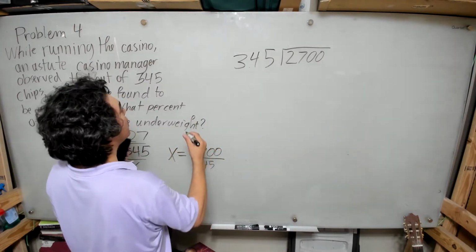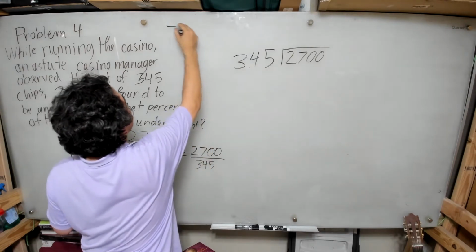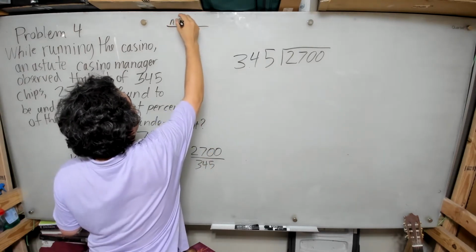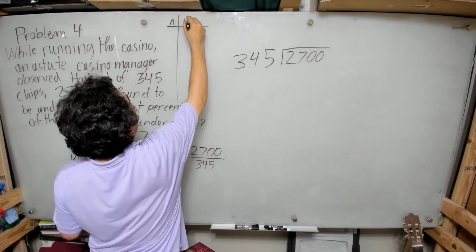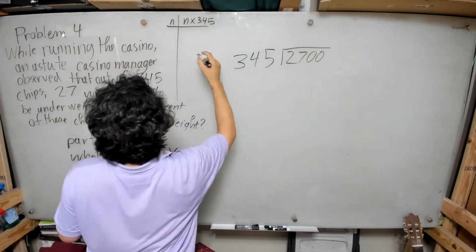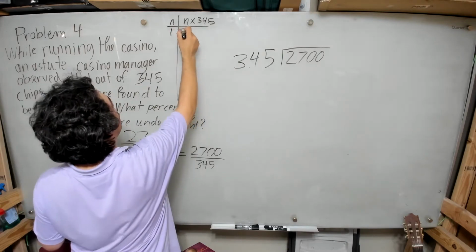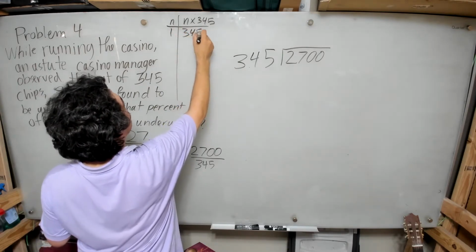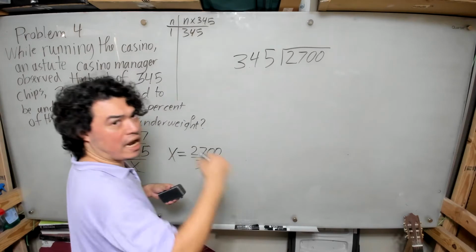So let's make it here. N, and then here it'll be n times 345. So we already know that 1 times 345 will be 345. Okay? So how do I get the next one? So I'm going to add over and over again.